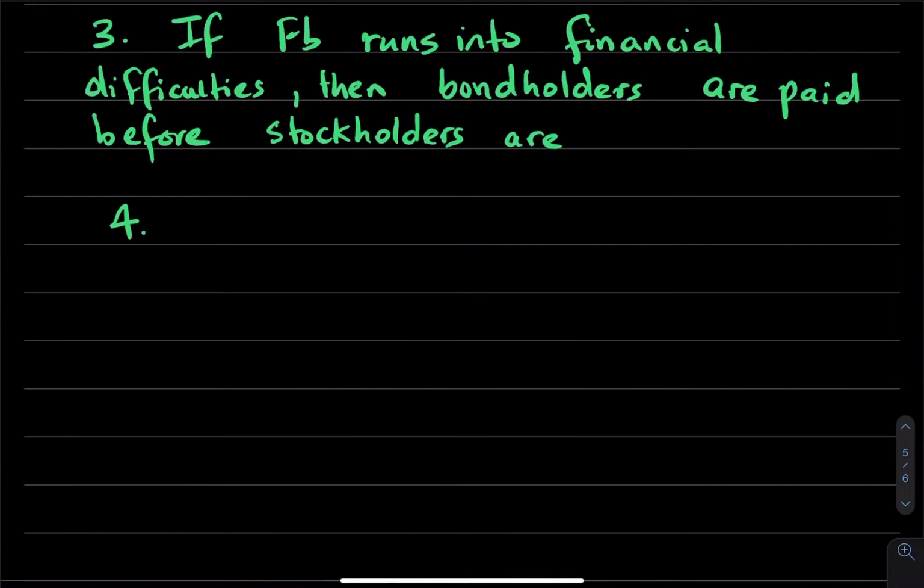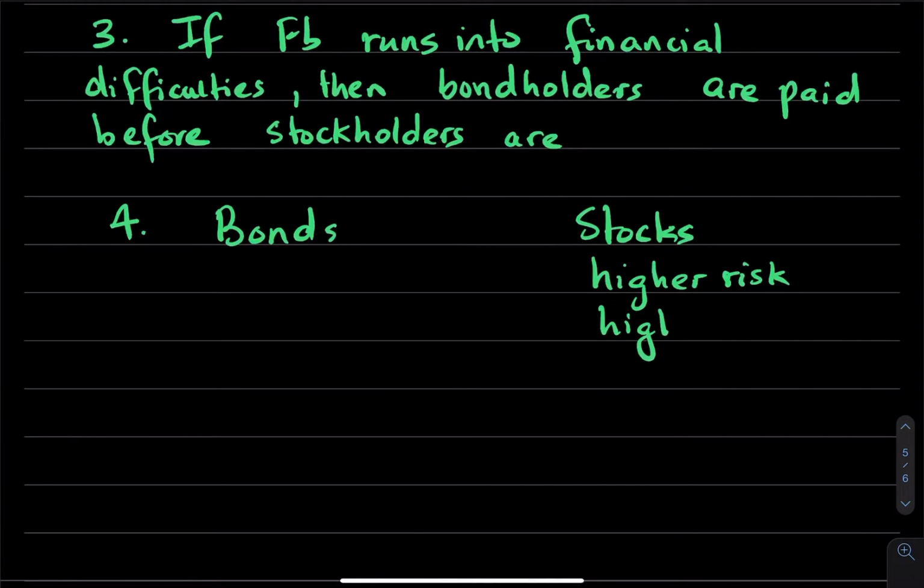And lastly, bonds and stocks have different types of risks associated with them. Typically, stocks are higher risk and offer higher return. But bonds also come in different types of ratings. You could have AAA bonds that are the safest bonds, to grade D bonds that are already in default. And there are many ratings available out there for people who are interested in investments.